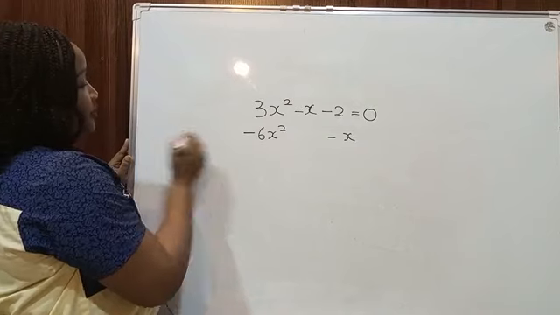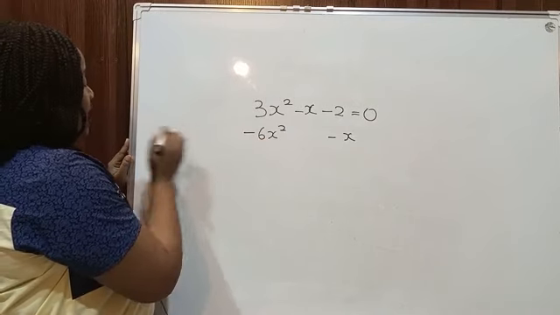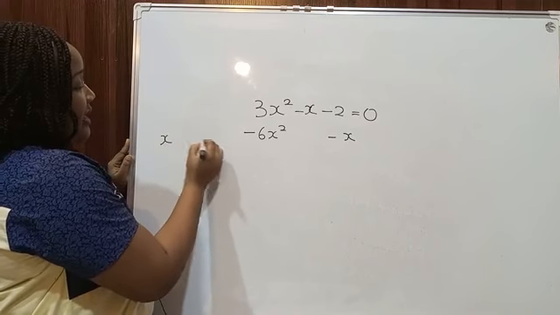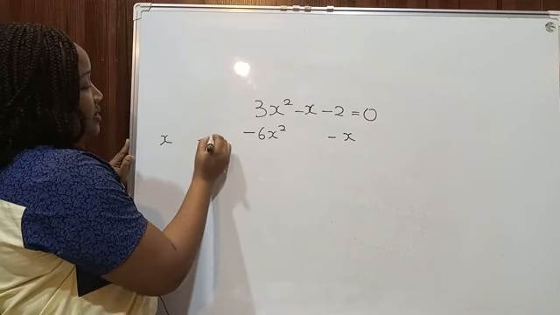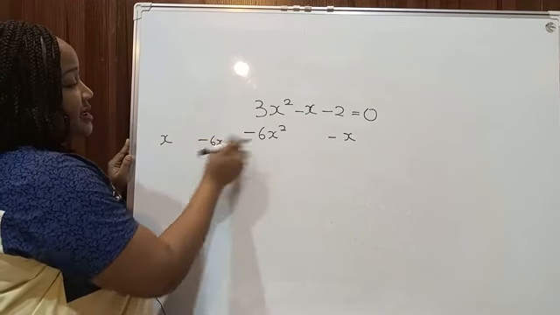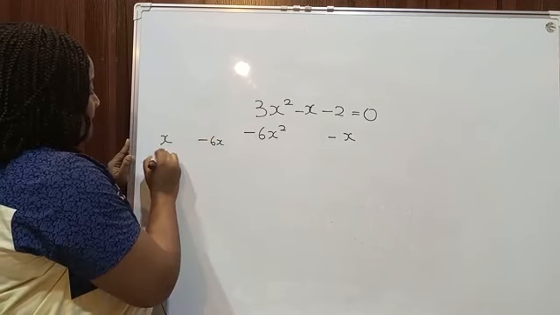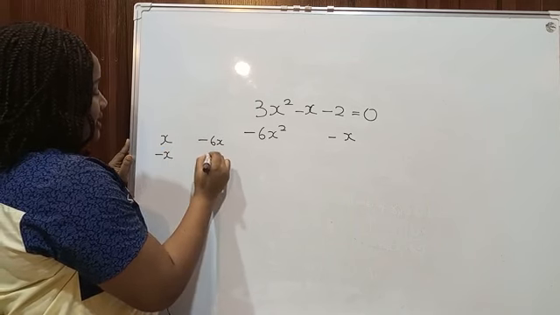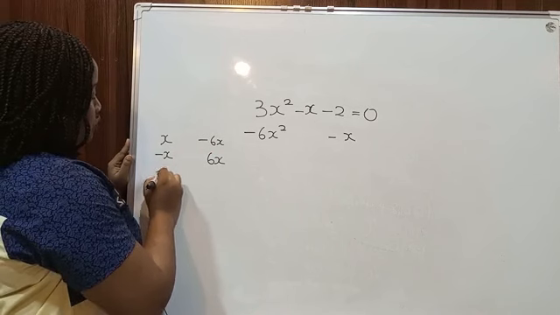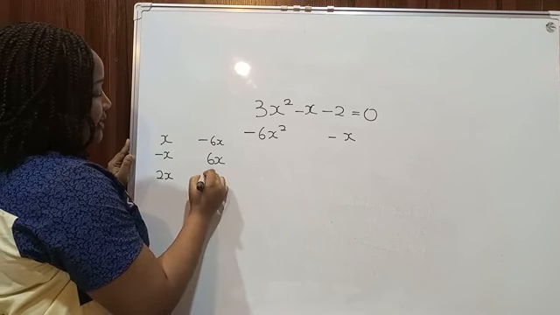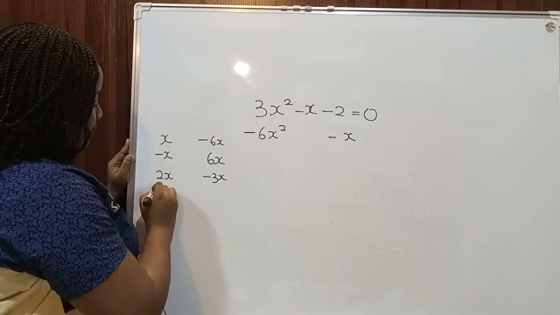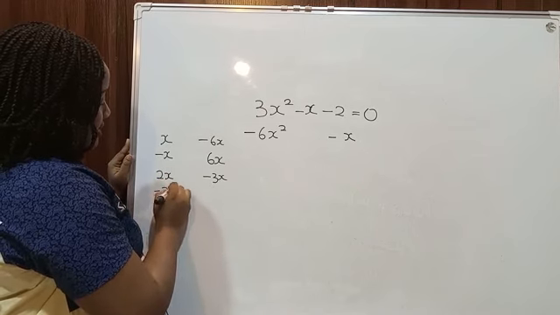So here you have x and minus 6x. If you multiply this, it will give you minus 6x squared. You have minus x and 6x. You have 2x and minus 3x. You have minus 2x and 3x.